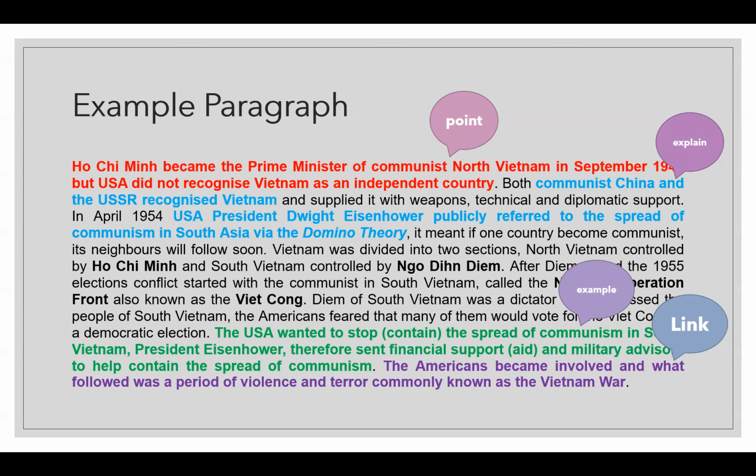Diem of South Vietnam was a dictator and he oppressed the people. So the Americans feared that if they held democratic elections, everyone would just vote for the Viet Cong. America didn't want that to happen, and that's why they wanted to get involved. So the USA wanted to stop or contain the spread of communism. So that's my examples. And they sent financial support and military advisors to help contain that spread of communism. The Americans became involved, and what followed was a period of violence and terror commonly known as the Vietnam War.